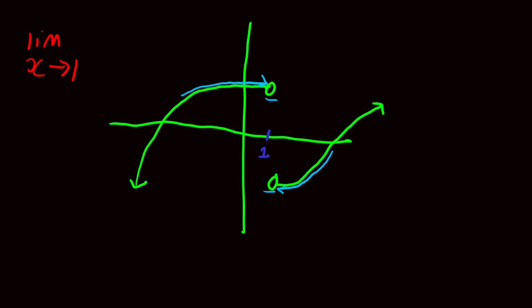Do you see? There's a discrepancy. On one side, it's this number, and on the other side, it's this number. These are obviously two different numbers. So, this limit DNE, or does not exist.